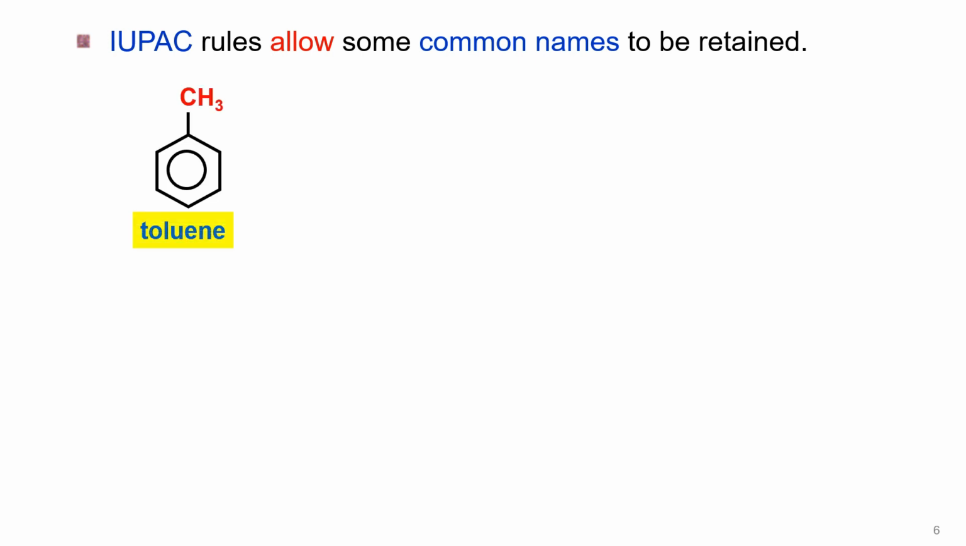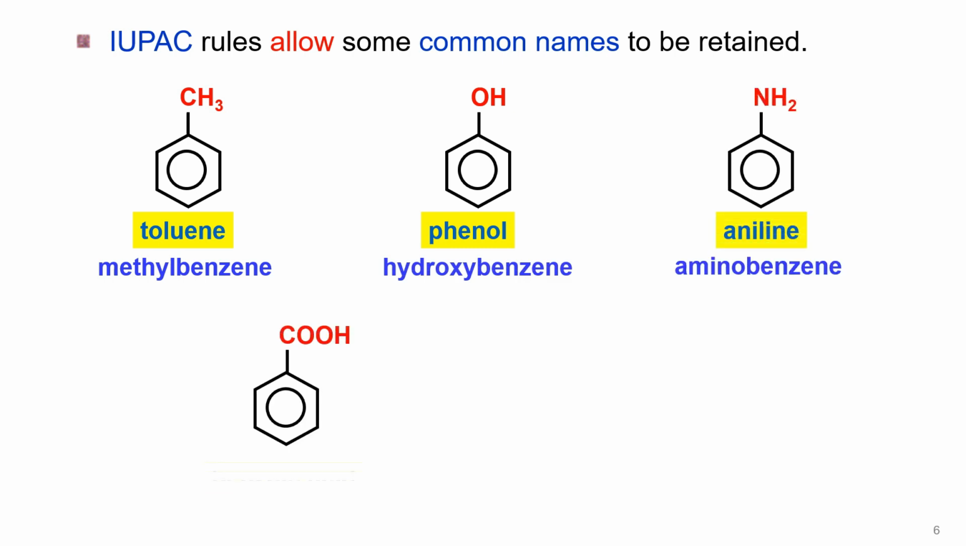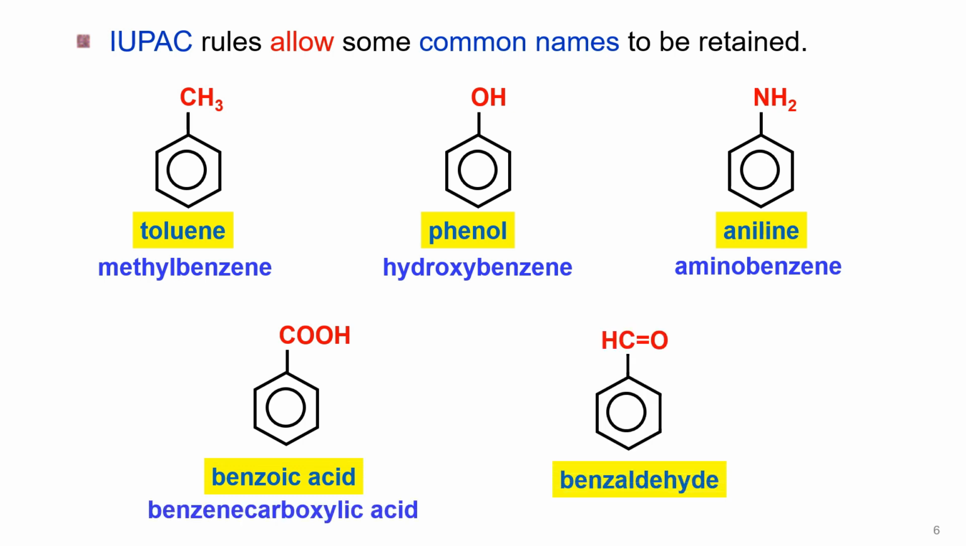For example, toluene as the common name for methylbenzene, phenol for hydroxybenzene, aniline for aminobenzene, benzoic acid for benzene carboxylic acid, and benzaldehyde for phenyl methanol.